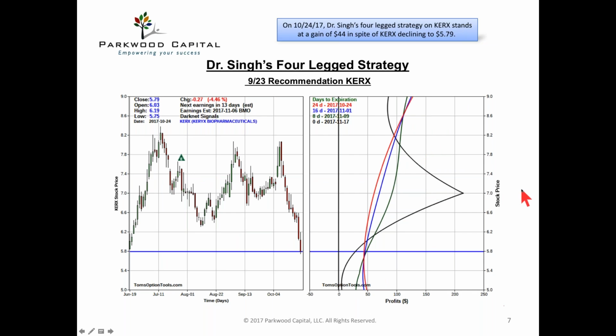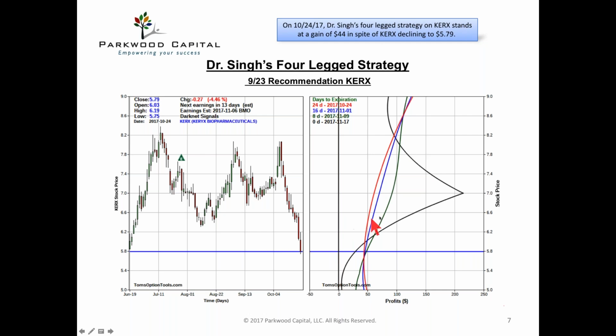As of today, October 24th, this strategy stands at a net gain of $44 per trade. Our original trade was $239. We're now up $44. We could close it today for a gain of 18%. Now that's in spite of the fact that look at what's happened with it. Kerx has actually traded down markedly. It closed today at $5.79. And yet we stand out here where this red line is. That's today's value. And so we're up about 44 bucks.